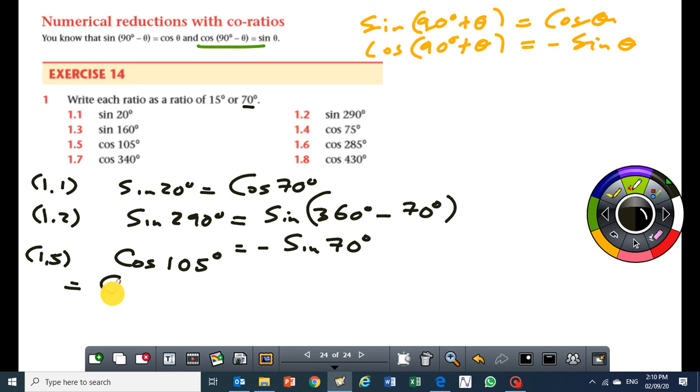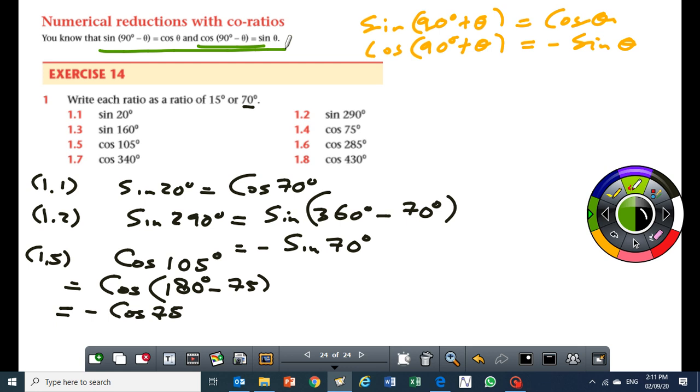So this is the same as cos. Which angle can we subtract from 180 to get 105? 75. So this will be cos of 180 minus 75, and then you get minus cos 75, because cos is negative in the second quadrant. Once you get here, you can now convert the cos to sine because this angle, 75, is an acute angle. Remember, these two correlations are only true if theta is acute.